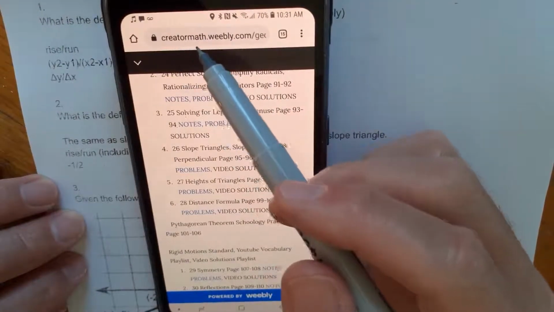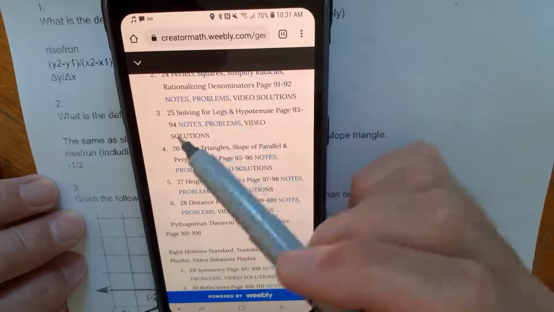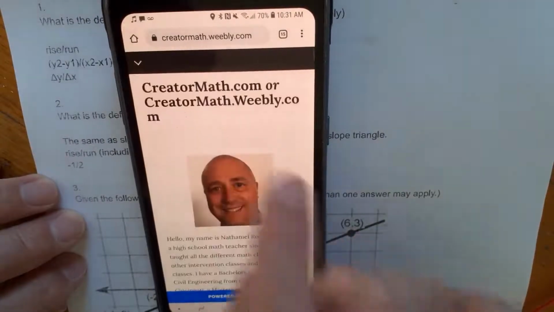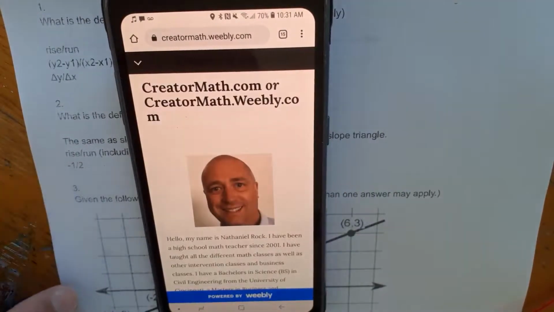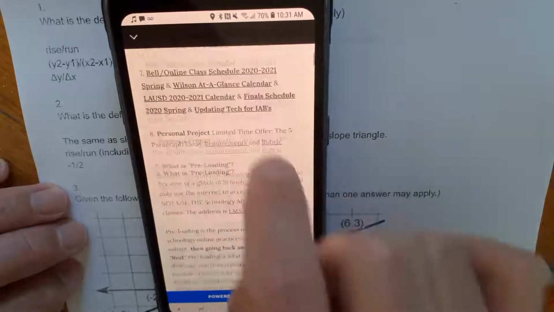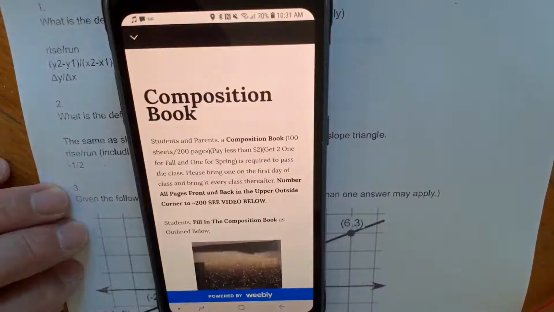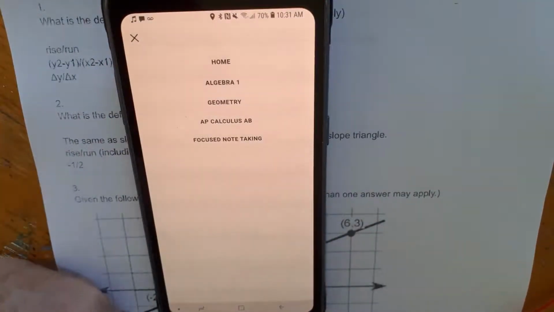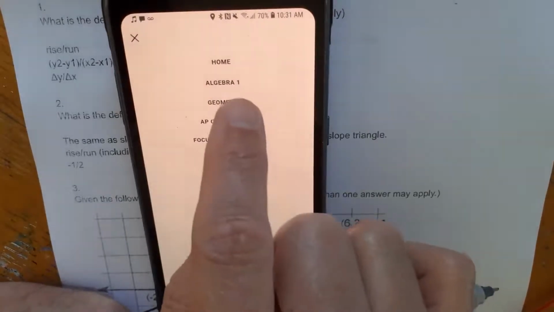Here's the site, creatormath.weebly.com. Here's what the home page looks like. And again, if you don't know where the composition book instructions are, they're all on this home page. Just scroll down from here and look at where it starts to say composition book. Follow all those directions and all those videos. If you don't have 100% on your comp book, you can after you watch those if you go and do it.